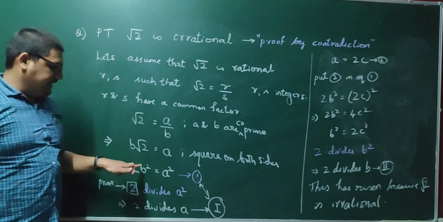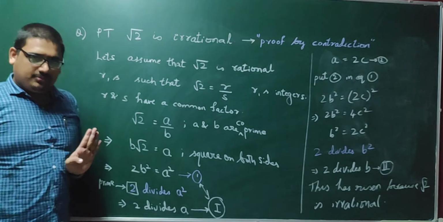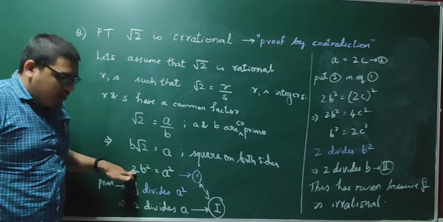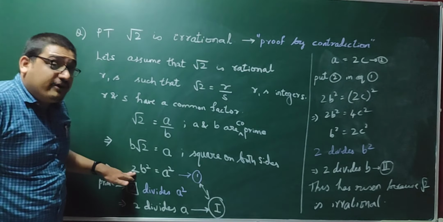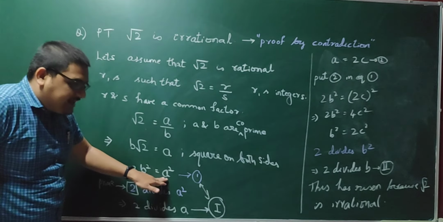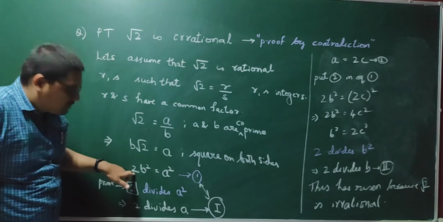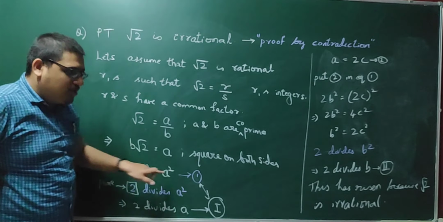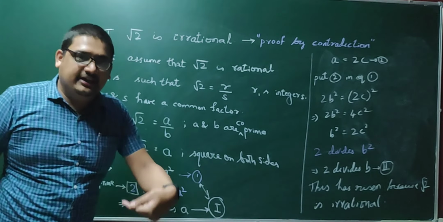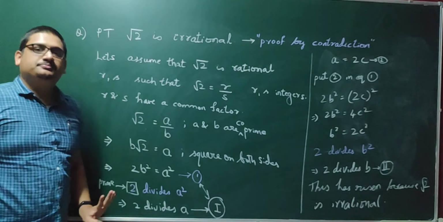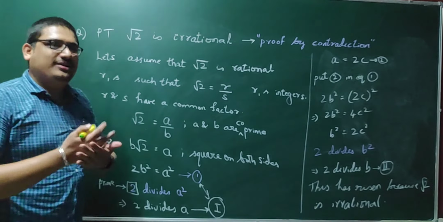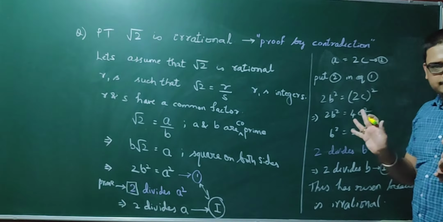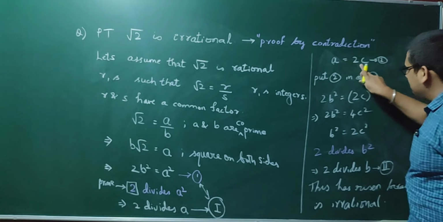Then squaring on both sides, we get 2b square is equal to A square. So now if we observe the expression, we can say that A square has 2 in its expression. Using fundamental theorem of arithmetic, we can say A in its expression as multiplication of prime factors, it contains 2. So we say in turn that 2 divides A square. If 2 divides A square, using 1.3 theorem, we can say that 2 divides A. Correct? So if 2 divides A, we can say that A can be expressed as 2 multiplied by some factor. That is, I have taken it as A is equal to 2C.